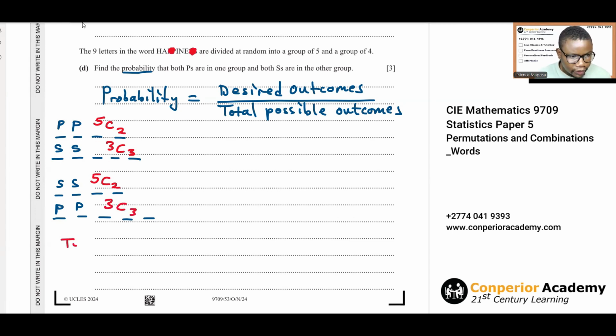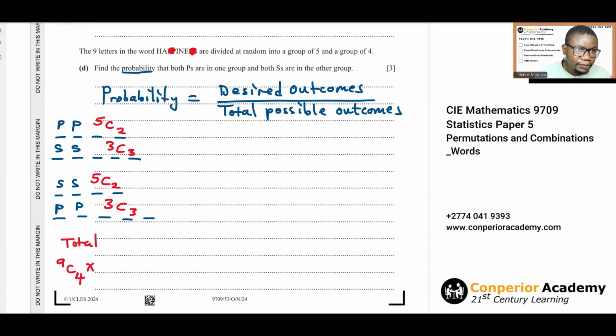But the total outcomes, what are the total outcomes? We want to divide this into a group of 5 and 4, but we have 9 letters. So I will have 9 choose whatever you want. You can say 4 or 5, it's up to you. But let's say 9 choose 4, then times the other group. After you pick 4, how many remain? It can no longer be 9. You are left now with 5.